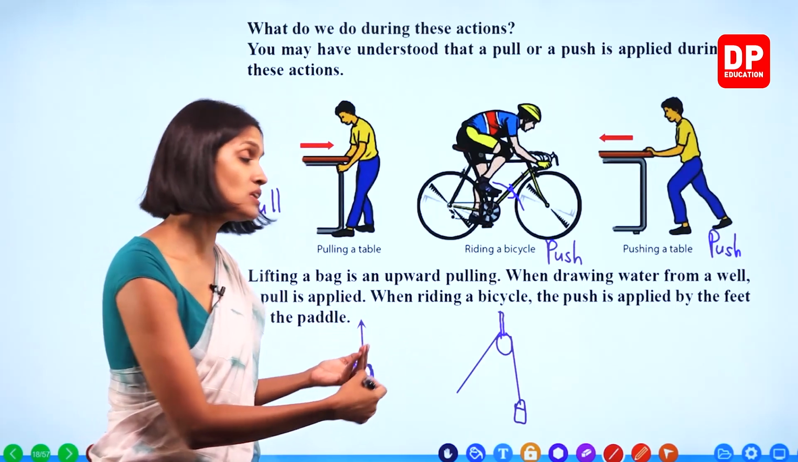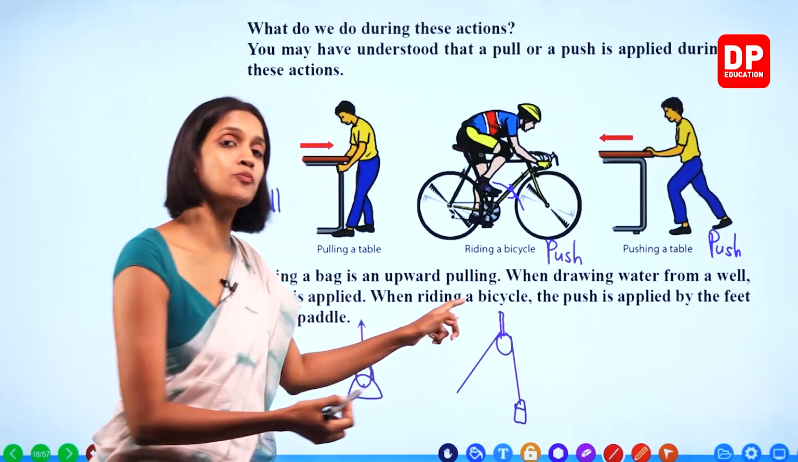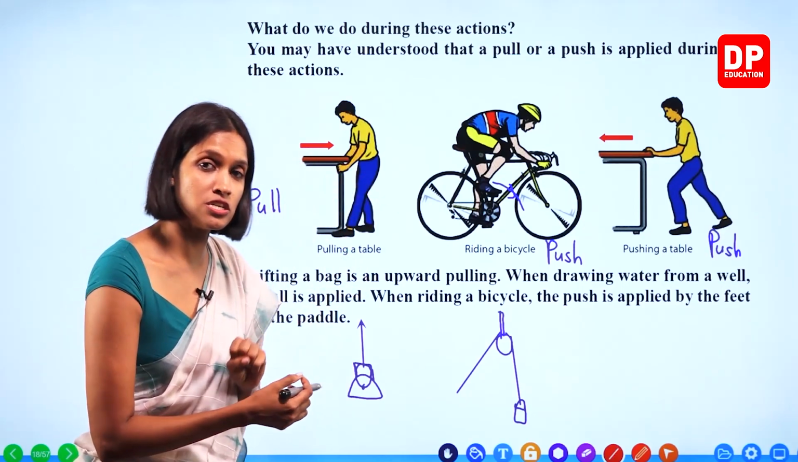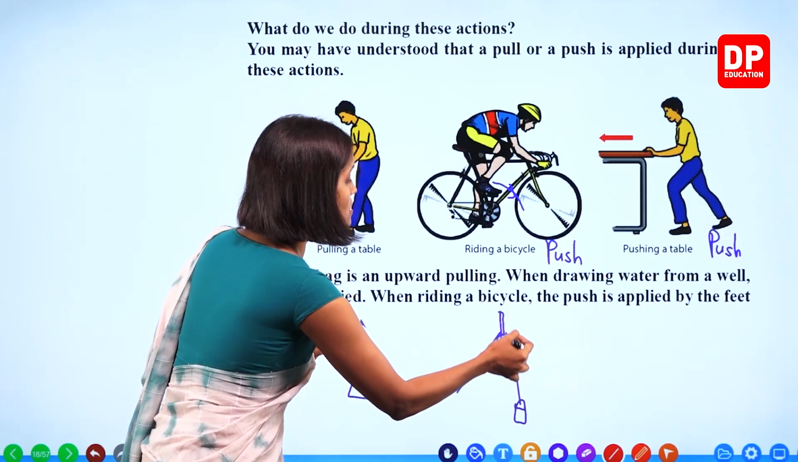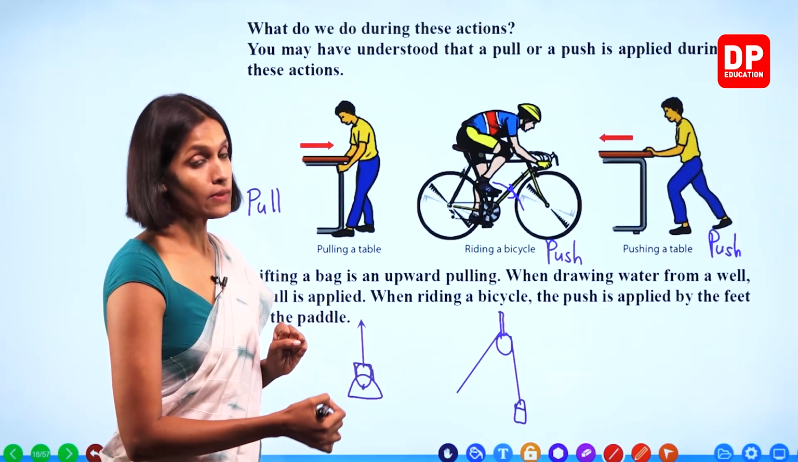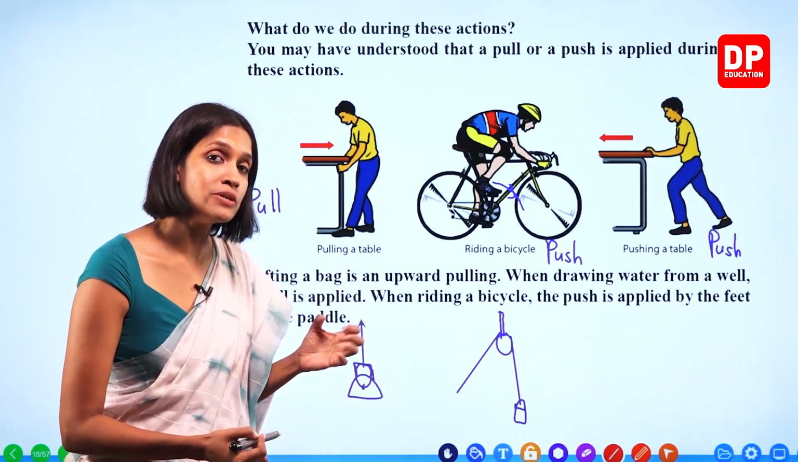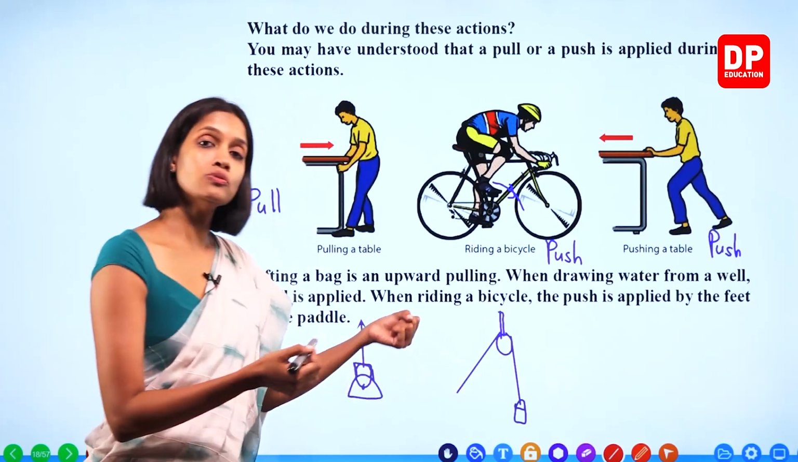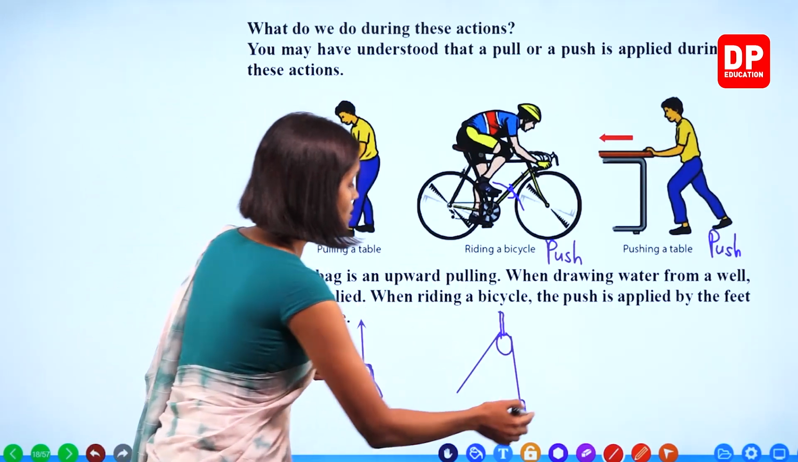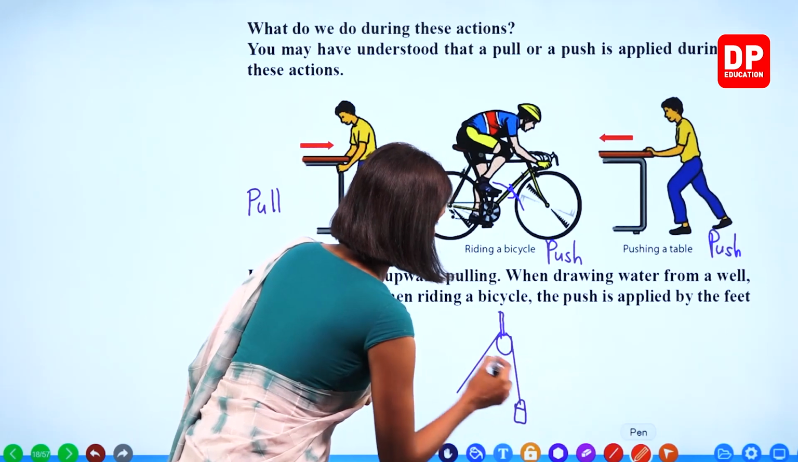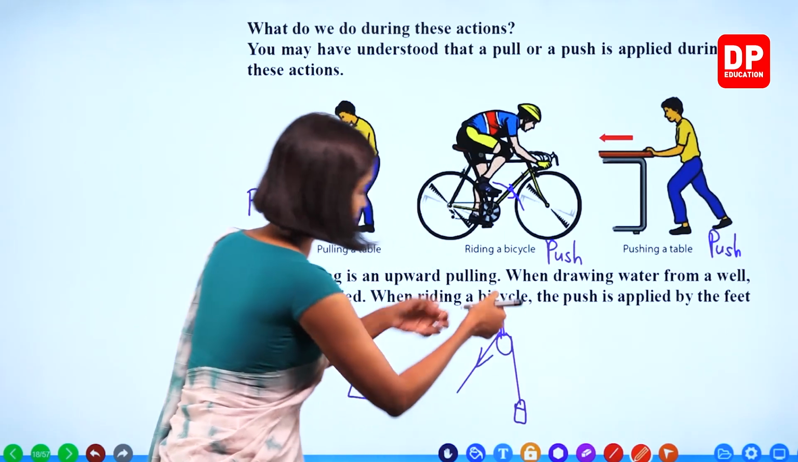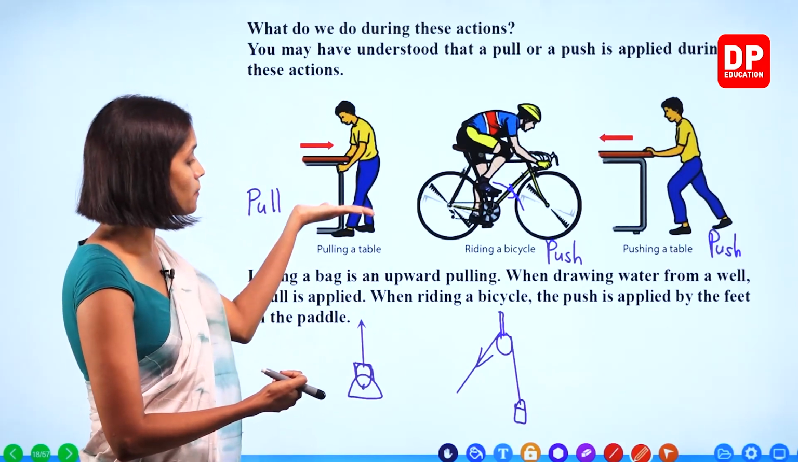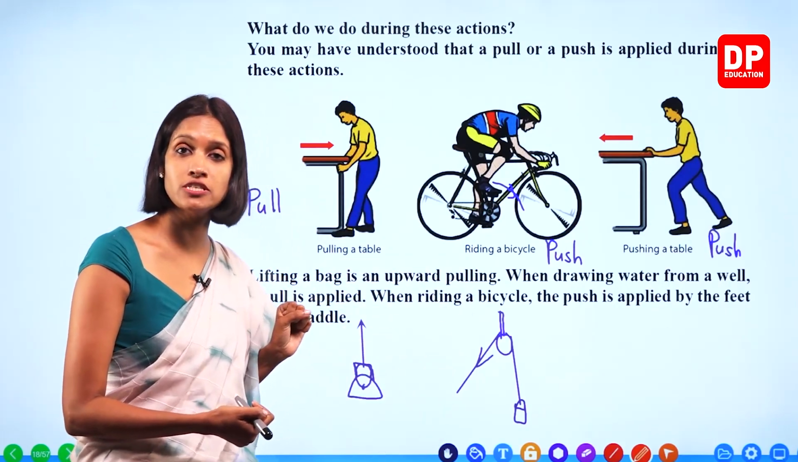You must have seen in some wells, these types of pulleys are fixed. The circular metal structure is fixed and the rope goes around this pulley. This is a type of simple machine, children. When you draw water from a well, you can use something like this. You always have to pull it downwards. Here pulling upwards, here pulling downwards.